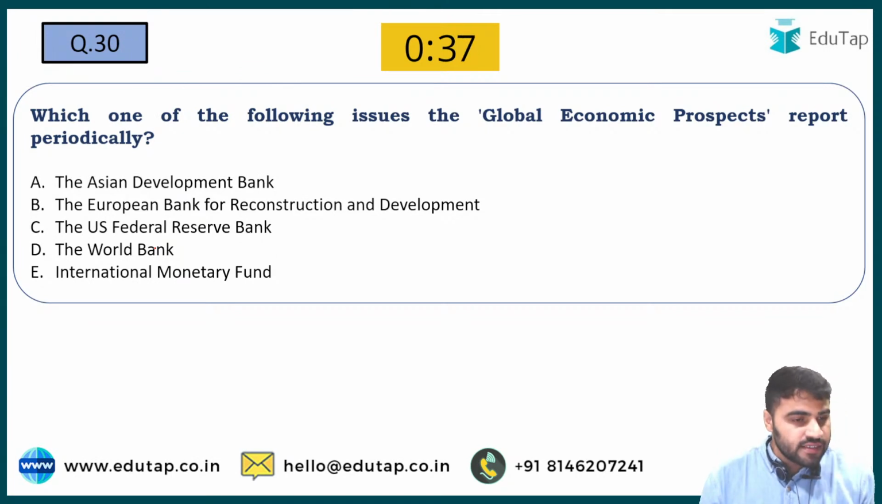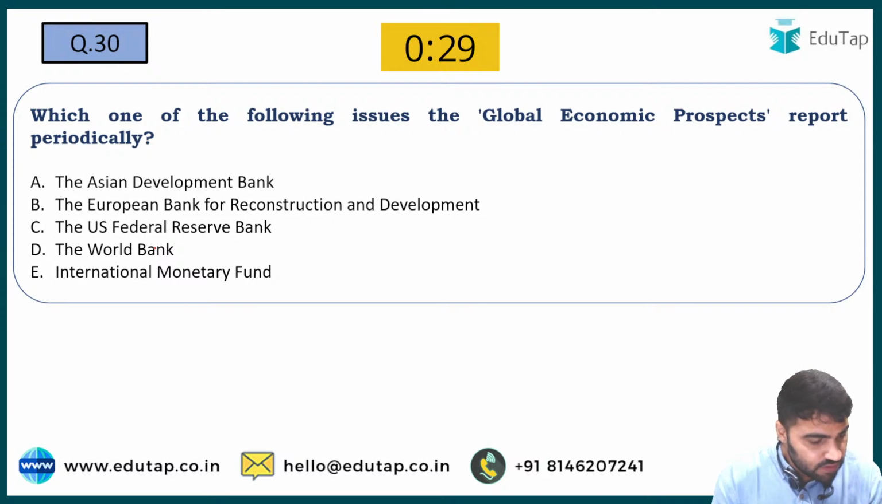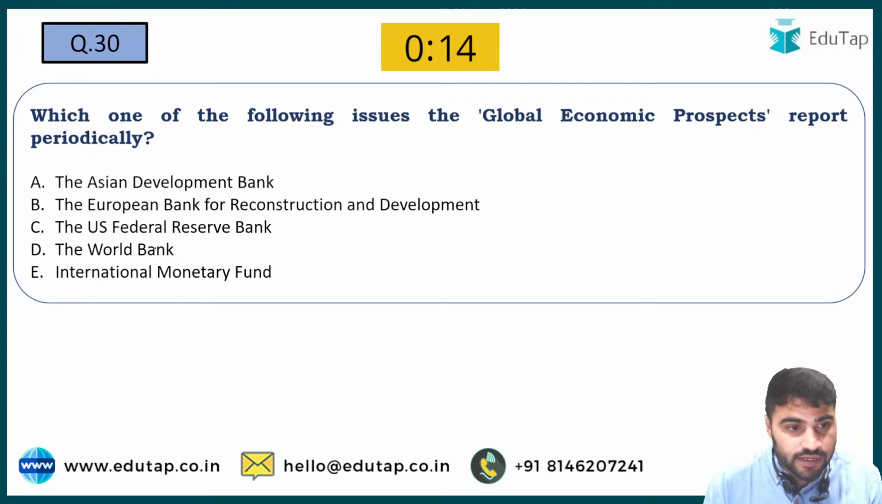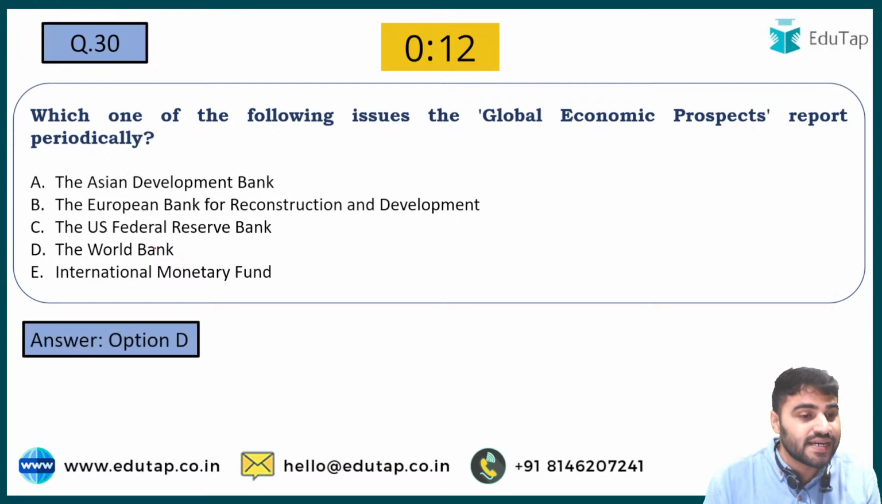Nilesh is saying 30 D, that is World Bank. Dilip is saying 30 D. Jyoti, Isha, Aditi, Nikhil, you all are saying option number D. Someone is saying IMF also. But mostly guys, you are saying option D, World Bank, right? So the right answer for this question is option number D, that is World Bank.